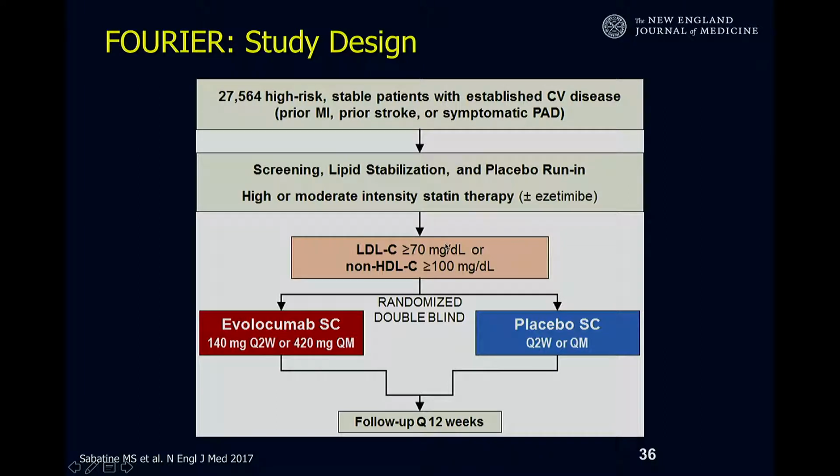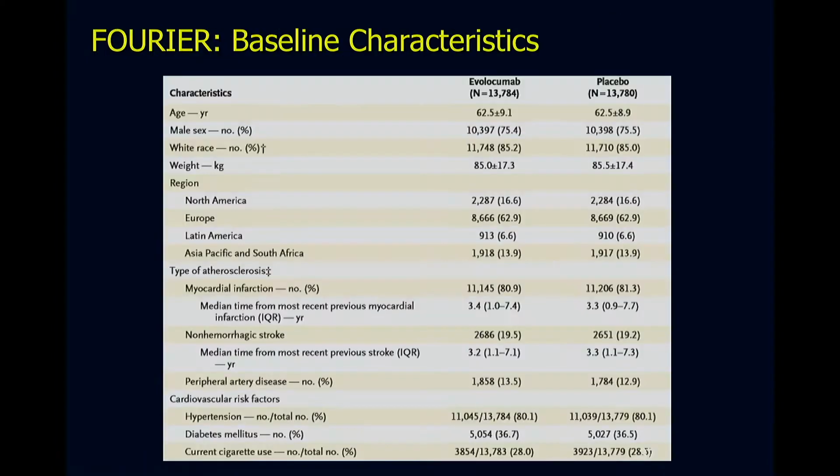So we now have data looking at the effects of the drugs that target PCSK9. That's done by using an injectable antibody. Fourier was the first study using evolocumab. And of course, standard therapy is now with statin therapy. So these were individuals whose LDLs, despite therapy, remained greater than or equal to 70. And following in this cohort of some 27,500 patients with known established cardiovascular disease, what happened to them.